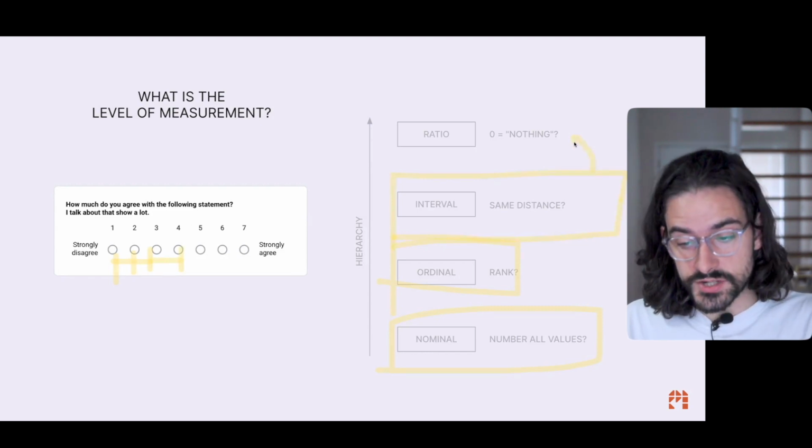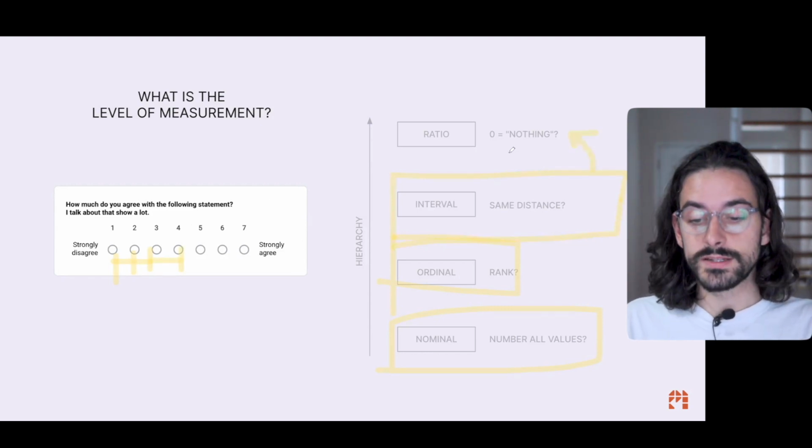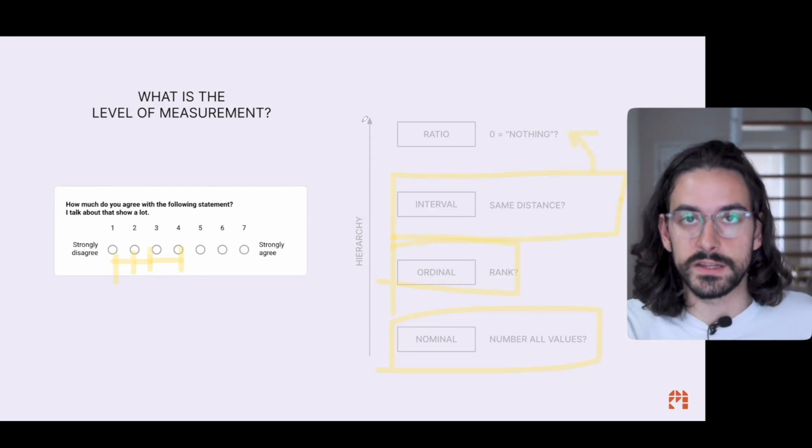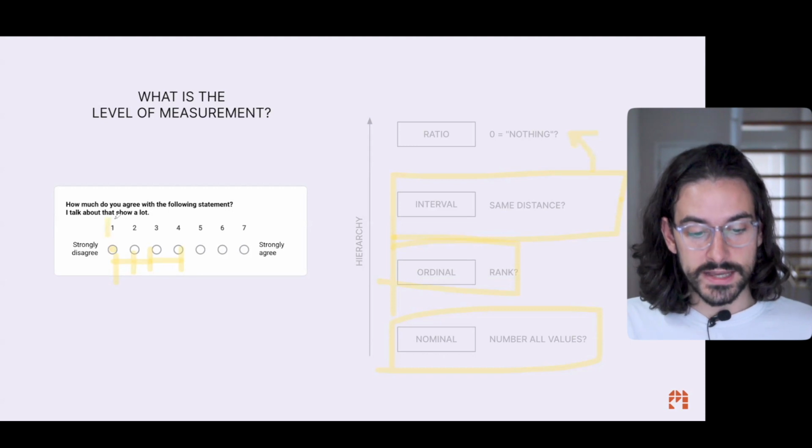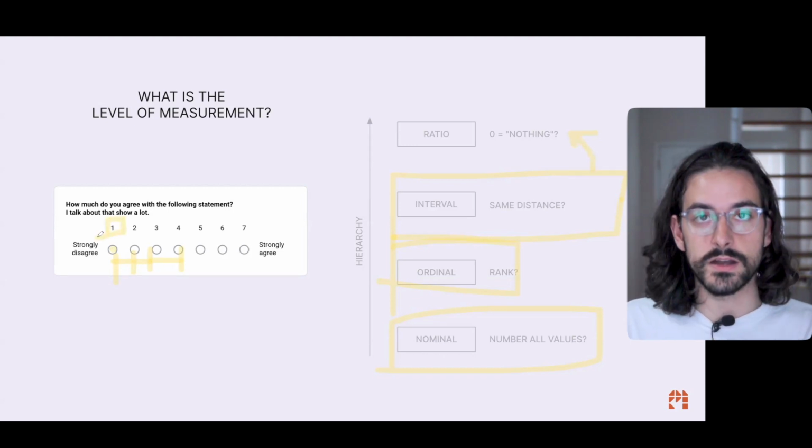Can we promote this to ratio? Can we turn this into ratio? Well, does the 0 mean nothing? First of all, we can't even get 0 here, because if you choose strongly disagree, that's already set to the value 1, so we can't even get 0.